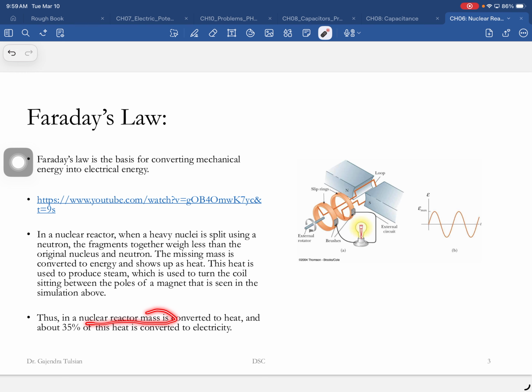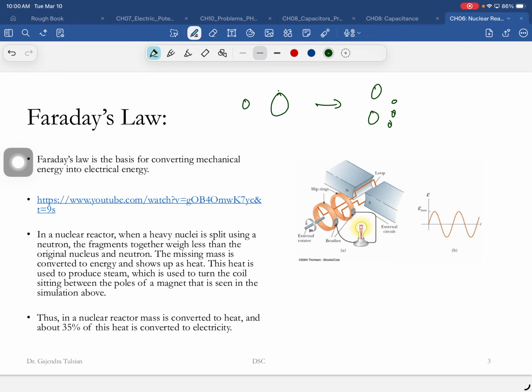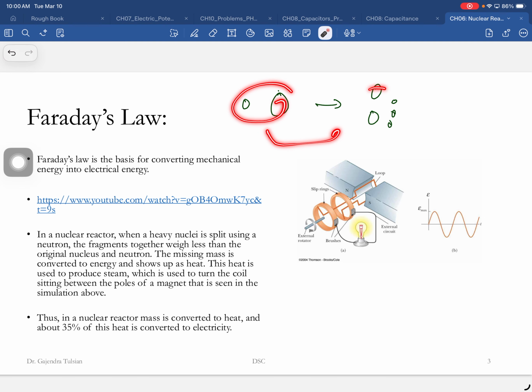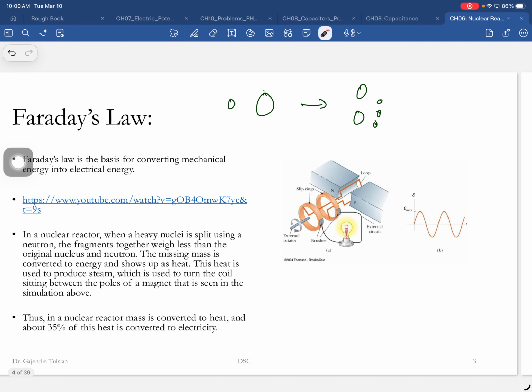What do we mean by the mass is converted to heat? When the products weigh way less. Yeah. So these guys weigh less, this guy weighs more than this guy, and the difference in mass is what's converted to heat energy.